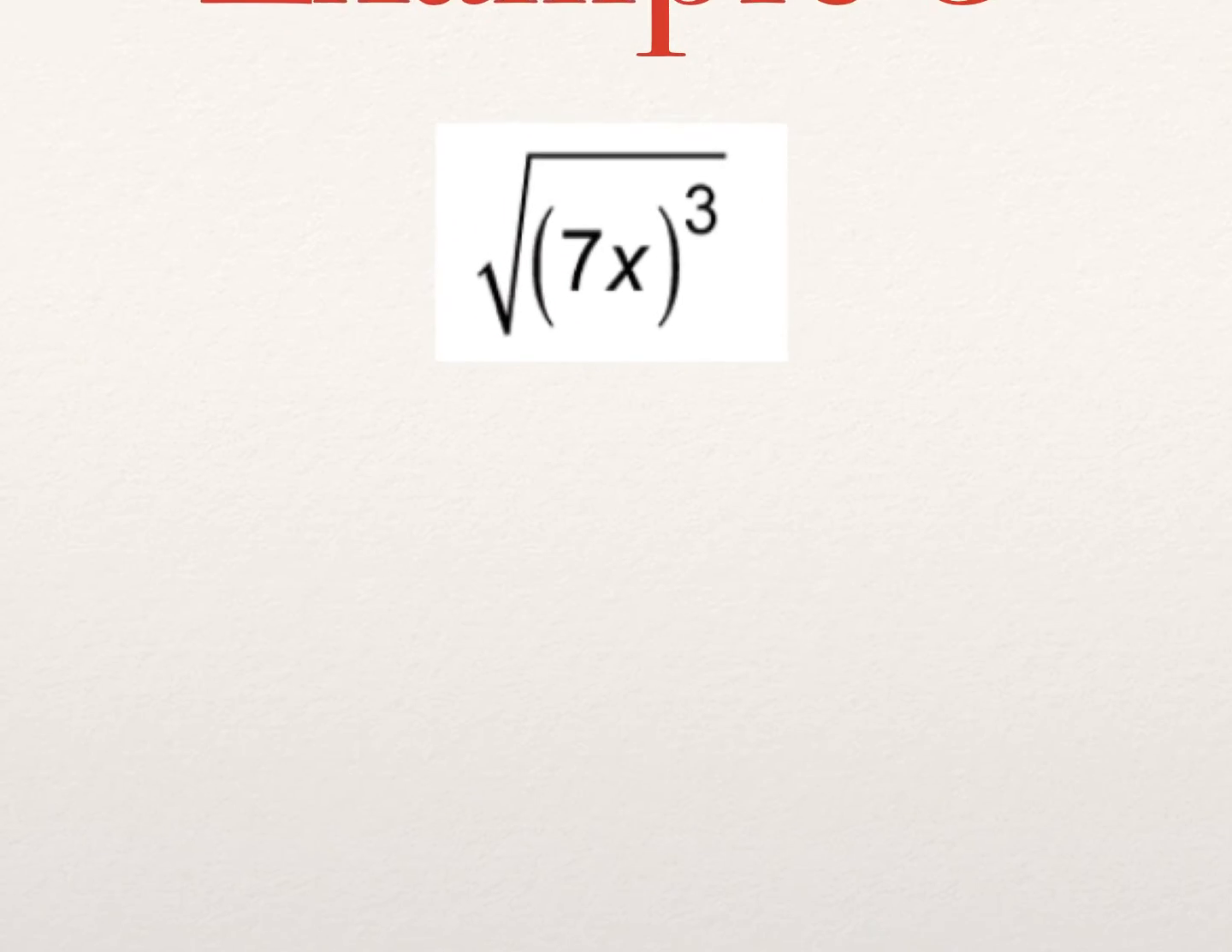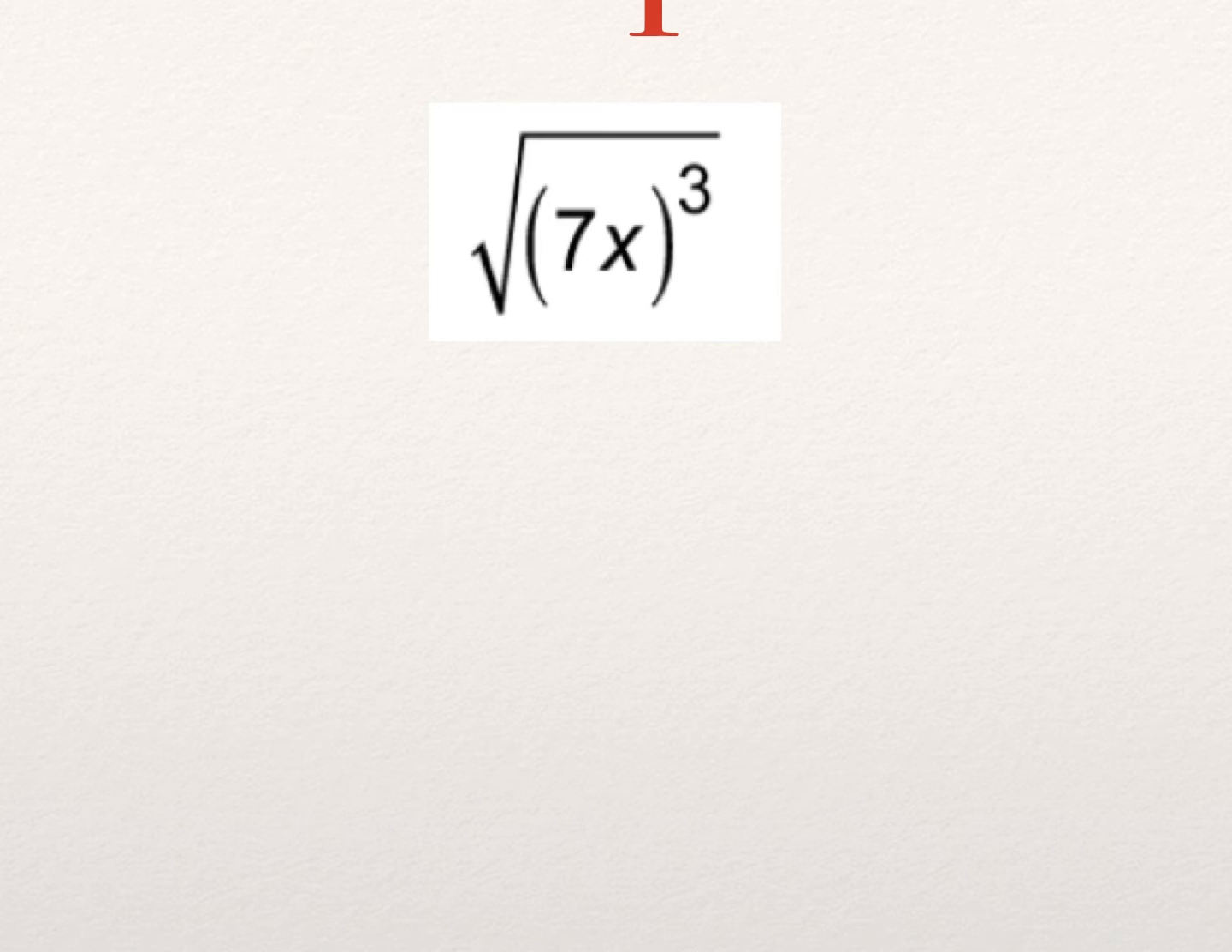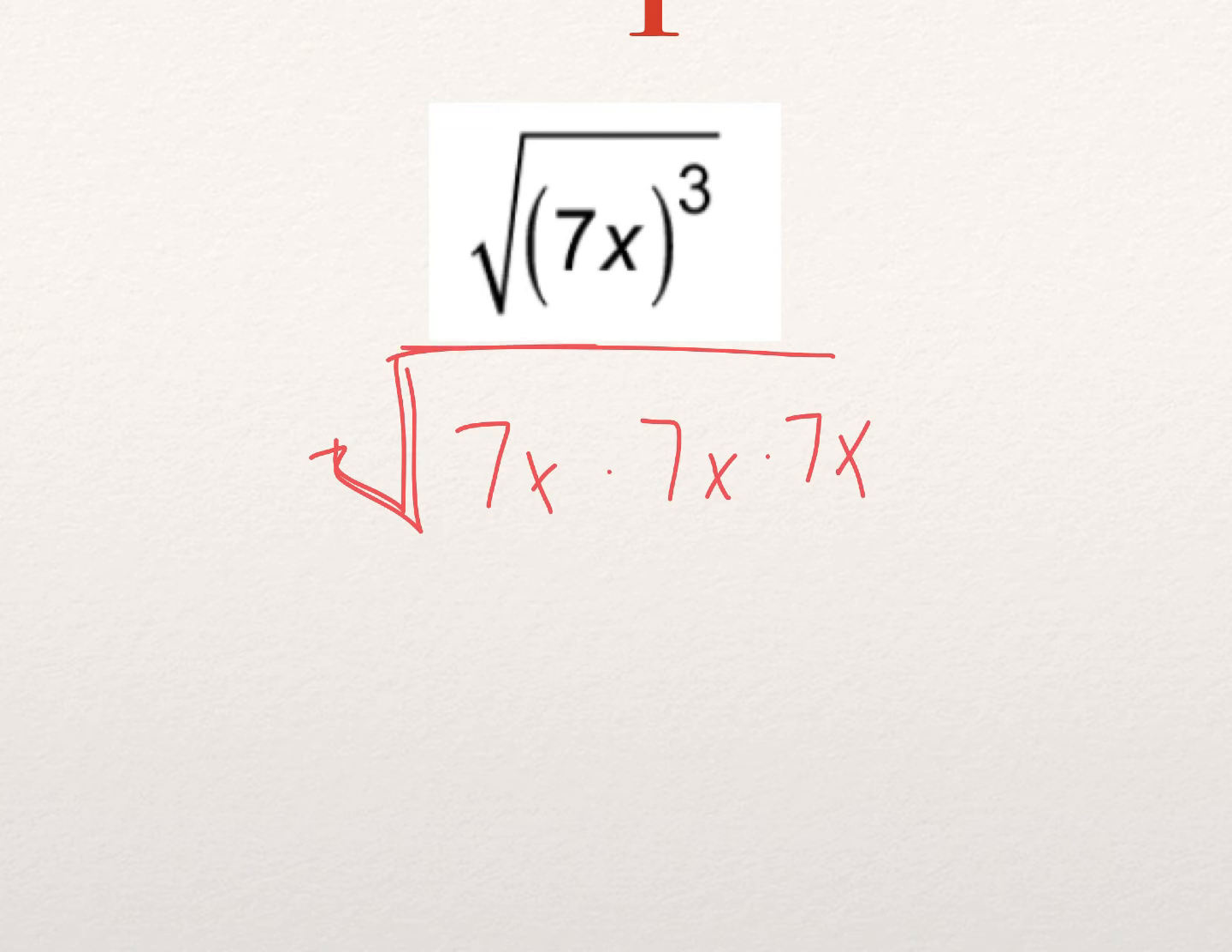Here are exponents on the inside. So this is like saying the square root of 7x times 7x times 7x. Does this look like the last one we just did? Yeah, it's exactly the same after this first step that we did. So I'm just going to put all of my numbers together: 7 times 7 times 7 and x times x times x.